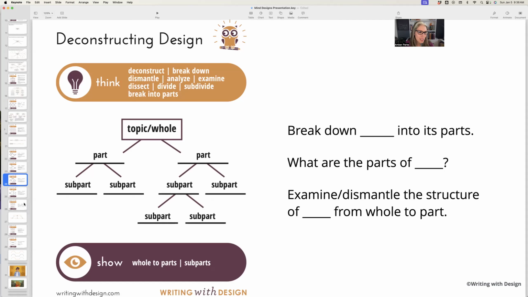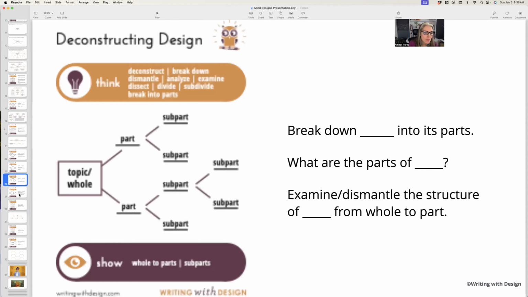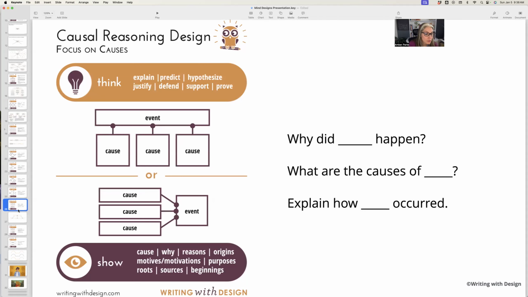In this case, we could certainly build our dream hot chocolate drink, right? What are the parts of the hot chocolate that we would love to enjoy right now? And then our last one, actually we have two more. The causal reasoning design, when we're focusing on causes, this is when we need to explain or predict or hypothesize. Those are all thinking words that can help us know we need to focus on causes. And certainly these words down here, anytime we see cause or why or reasons or purposes or roots or motivations, that's all getting into this causal reasoning from the causes side.